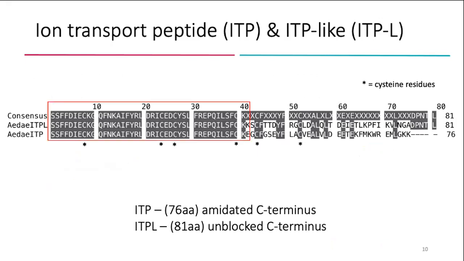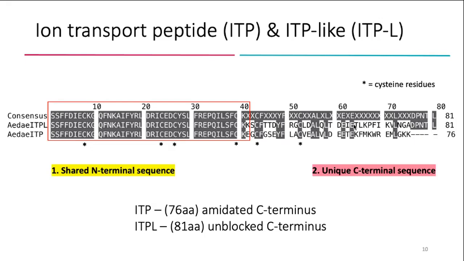Similar to the CHH family of peptides, the first 40 amino acids are conserved amongst insect species, with these 6 cysteine residues proposed to participate in disulfide bridge formation. Studies have revealed that both peptides share a common N-terminal sequence, whereas the C-terminal sequences diverge significantly. Thus, these two peptides are predicted to arise from alternative splicing.